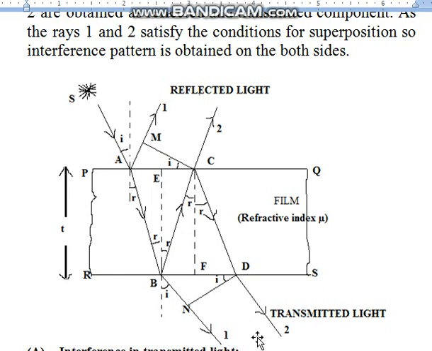Let's see the angles. Here I is the angle of incidence and R is the angle of refraction. The dotted lines are the normals. There are three normals, one, two and the third, at the points A, B and C. Then at this point there is a reflection.